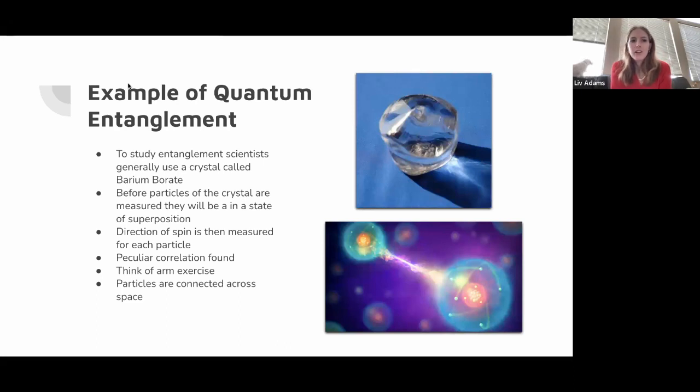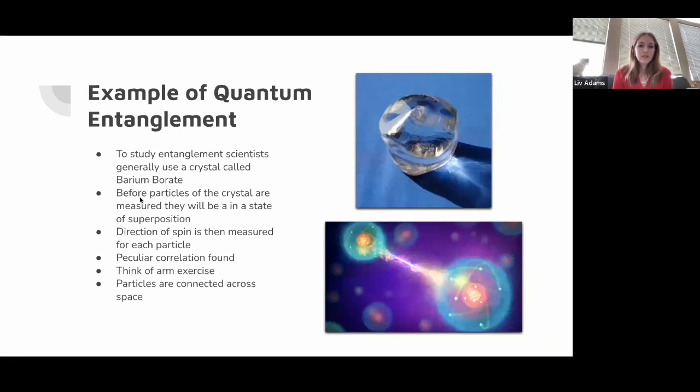I am going to start talking about an example of quantum entanglement today. And our first bullet point says, to study entanglement, scientists generally use a crystal called barium borate. This type of crystal, specifically barium borate, allows scientists to generate two entangled particles from just one.